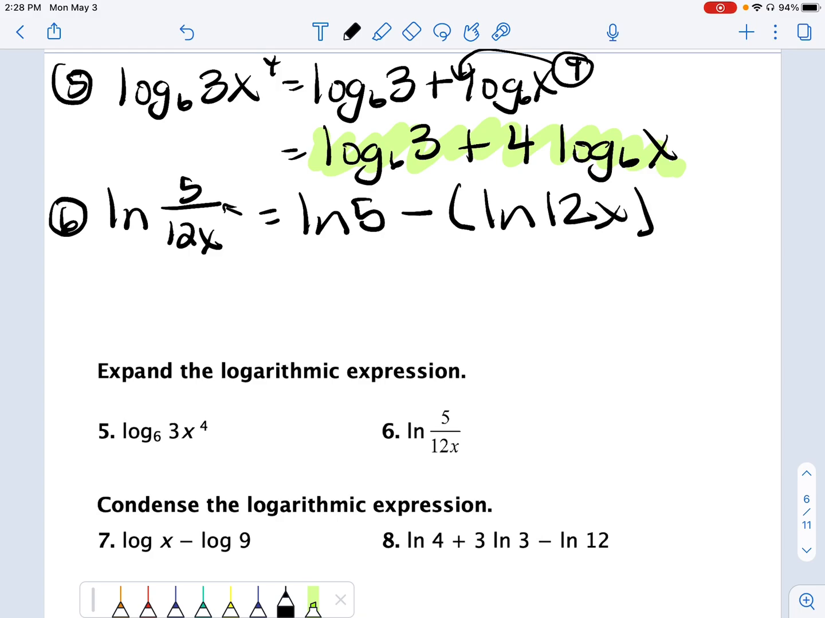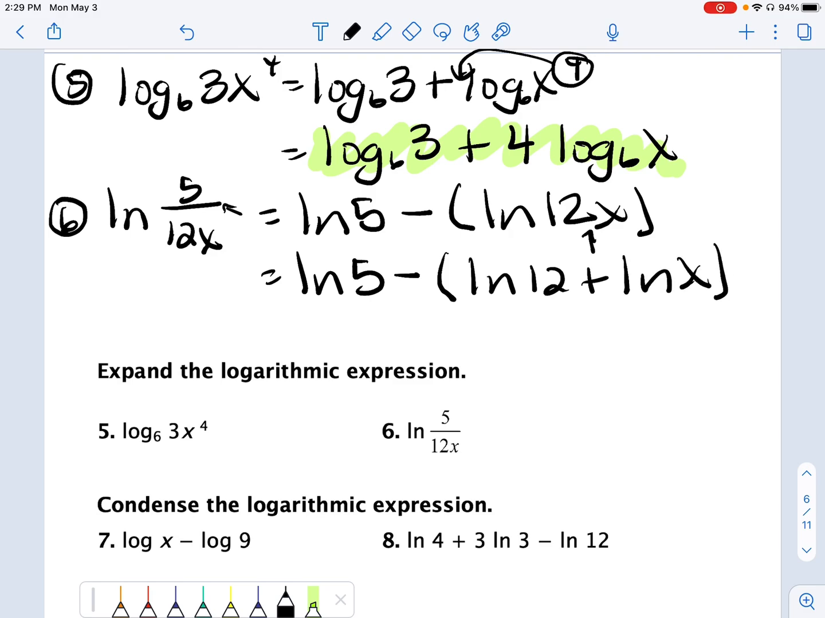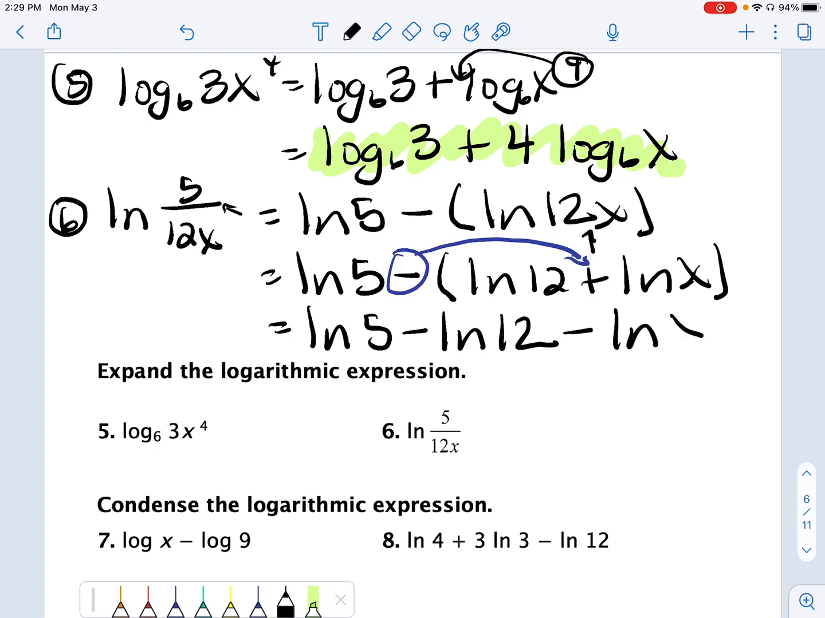Here is why. This multiplication becomes addition, but because there's a subtraction sign in front of the whole thing, we're going to have to distribute that subtraction sign. So here's what you have to distribute. A lot of kids get that wrong and they forget about that. So natural log of 5 minus the natural log of 12 minus the natural log of x. Okay, make sure you ask me questions about that in class.